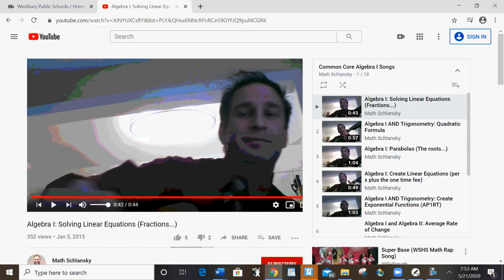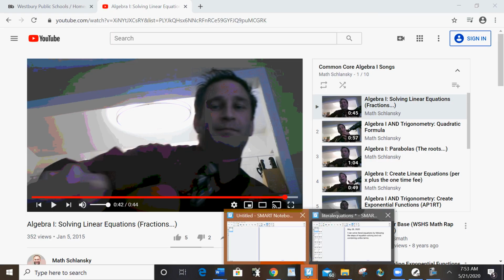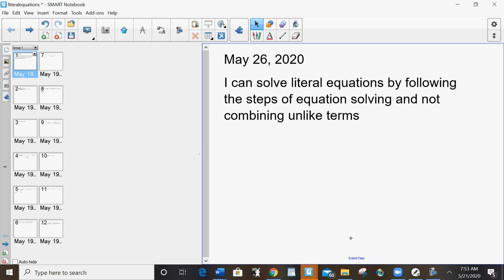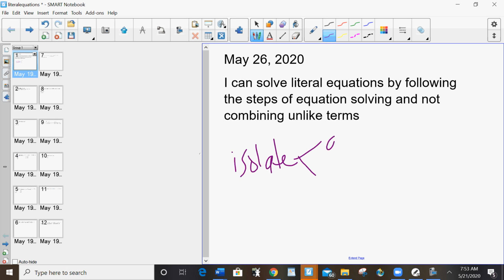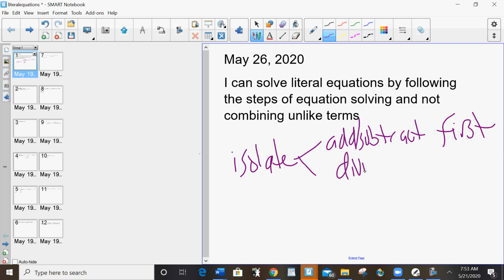So listen, the steps are the same as basic 7th grade equation solving. The one thing I want to focus on is the last step, which comes up the most here. When you're isolating, you add or subtract first, and you divide last. So that's what comes up the most here.